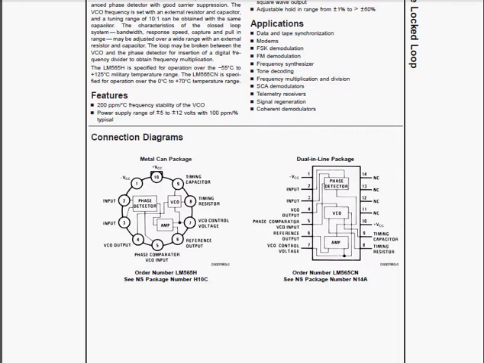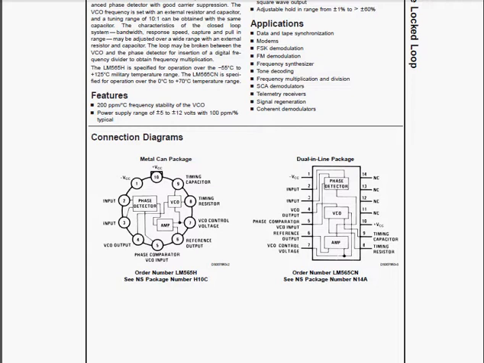In this video, I'm going to show you the second part of Lab 3. The second part of Lab 3 asks you to measure the free running frequency of the 565. The free running frequency means the frequency at which the VCO part of the 565 is oscillating when there is no input. So first, let's look at the diagram of the 565.